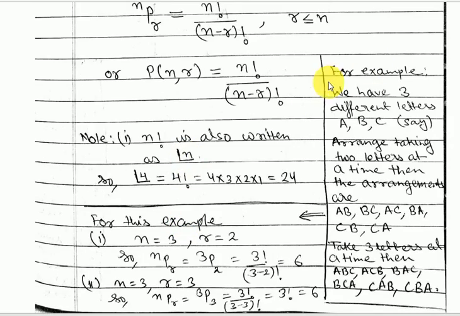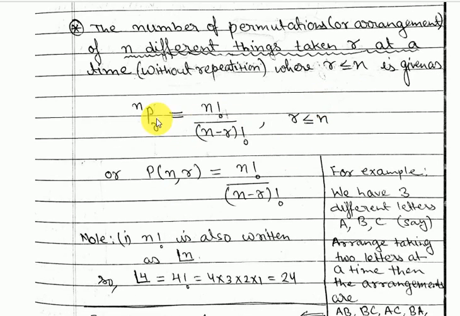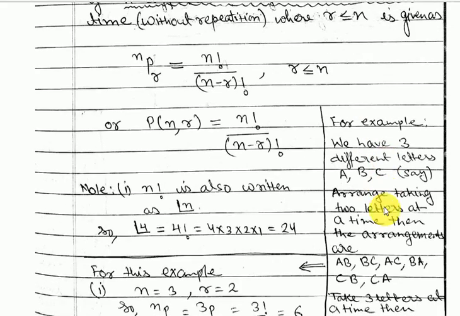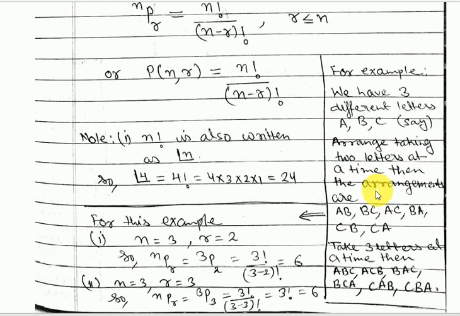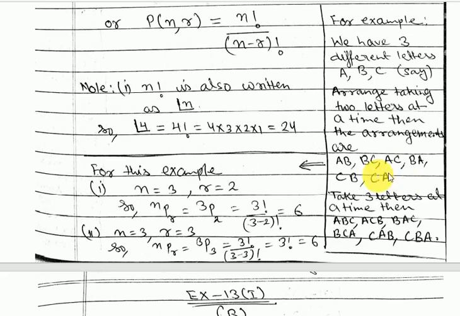Here I have tried to explain how we can use this formula for any question. I have taken the example: suppose we have 3 different letters A, B, C, and we are taking 2 letters at a time to arrange. So we will get 6, and you can use the formula straight and you can get 6. Suppose you are taking 3 letters at a time, then your n will be 3, r will be 3, so nPr equals 3P3, then you will get 6.